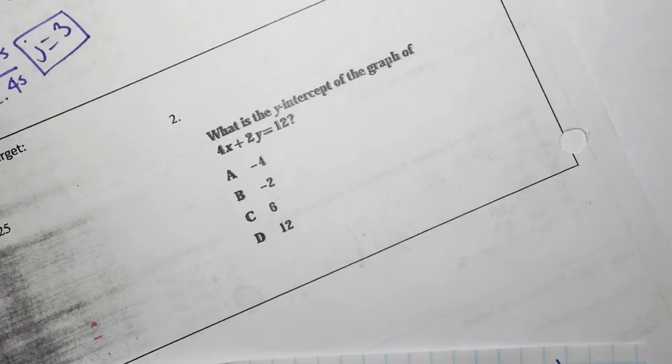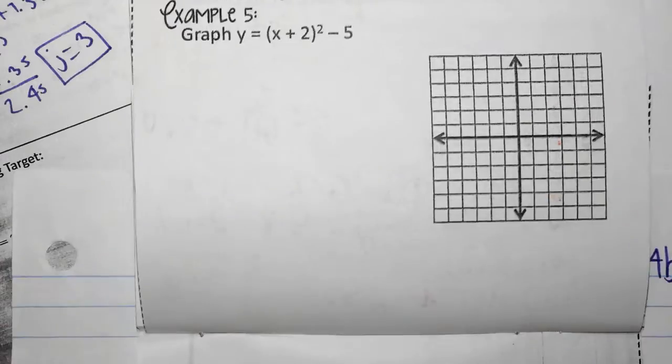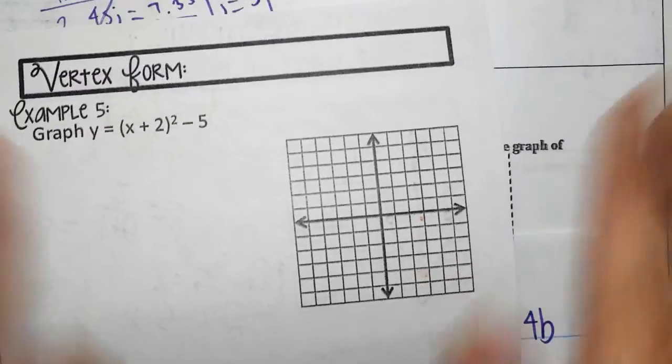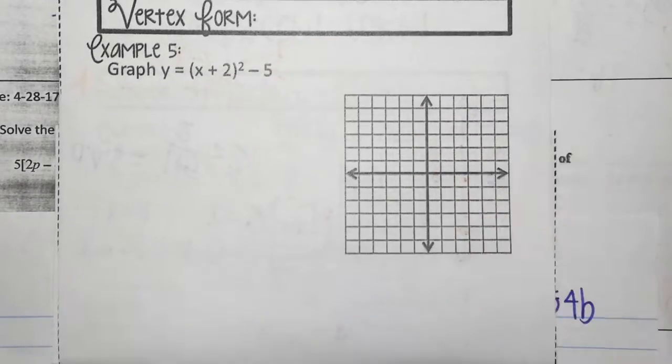Alright, the last form, which is also on our other foldable, and we're going back to that tomorrow, so you'll still need that. The last form is called vertex form. So what do you think you are given when we are looking at vertex form?